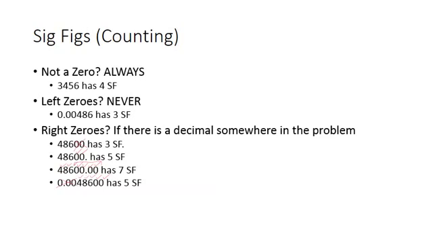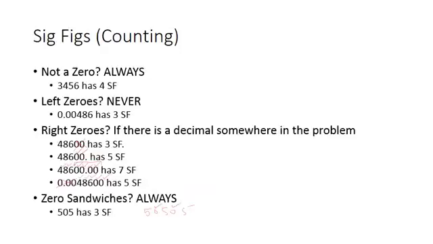The only other time you have to worry about zeros are zero sandwiches. This right here would have 3 significant figures. If you had 5, 0, 5, 0, 5, that's sandwiched in between 2 things that aren't 0, so this one would have 1, 2, 3, 4, 5 significant figures. And that's it, that's significant figures. Left zeros never. Right zeros if there's a decimal somewhere in the problem. And zero sandwiches.